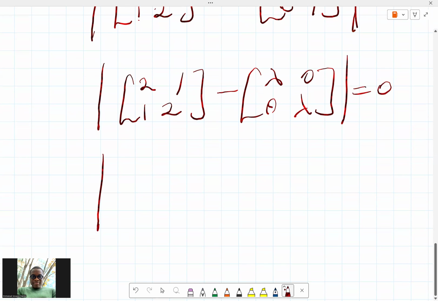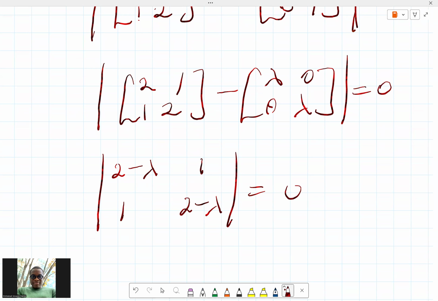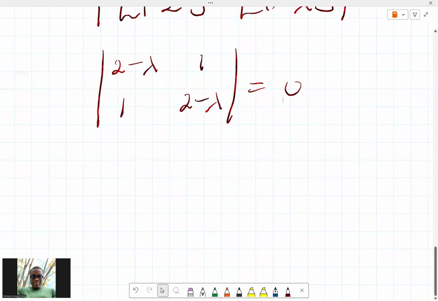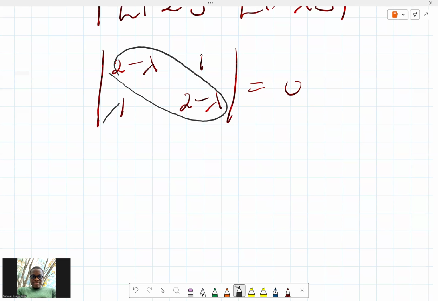And then we take the determinant of 2 minus lambda, 1 minus 0, that's 1, then 1 minus 0 is another 1, and 2 minus lambda is another 2 minus lambda, and that is equal to 0. So with this now, we can take the determinant. The determinant simply means we multiply the elements on the principal diagonal, and subtract the product of the elements on the other diagonal.